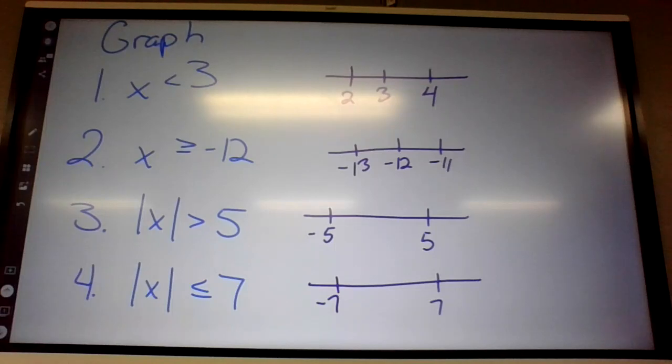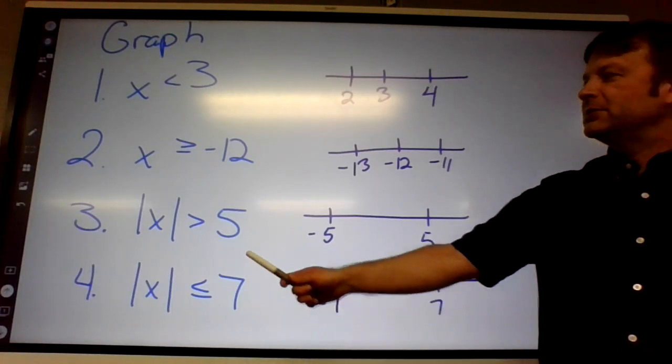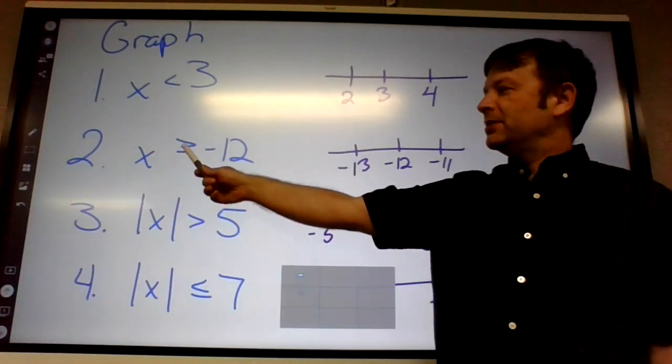Would it be a closed circle on 3 and 4? No. How do we know if it's a closed circle? If there's a line on there.